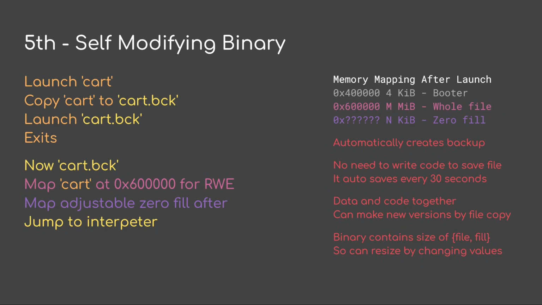And the nice thing about this is we automatically create a backup. We don't have to write any code to save the file because it's going to autosave every 30 seconds. Also, the data and code is together, and we can make a new version just by copying the file itself. Inside the binary, we'd have a specific spot for the size of the file and the size of the zero fill. So the process of doing this execution, we can resize when we build the cart.back file very easily.